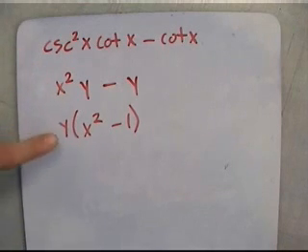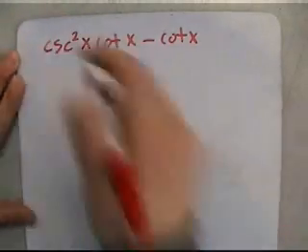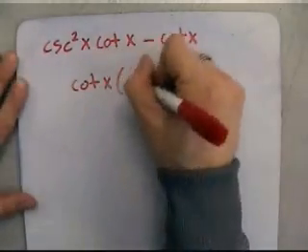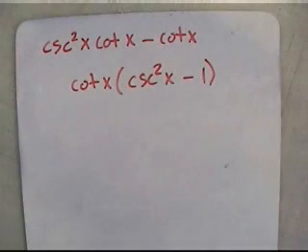Now instead of y and x, I'm just going to use cotangent and cosecant. So my common factor between these two is cotangent. I'm going to take a cotangent of x out, and on the inside I'll be left with cosecant squared of x minus 1. Is that it? Well, for the factoring, yes, that's it. But we're going to actually simplify this and keep going. Factoring might just be the first step on this.